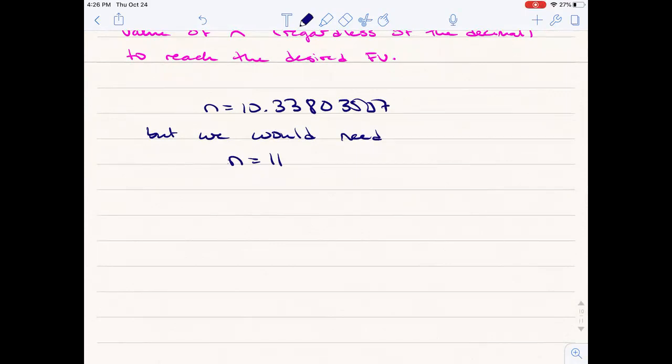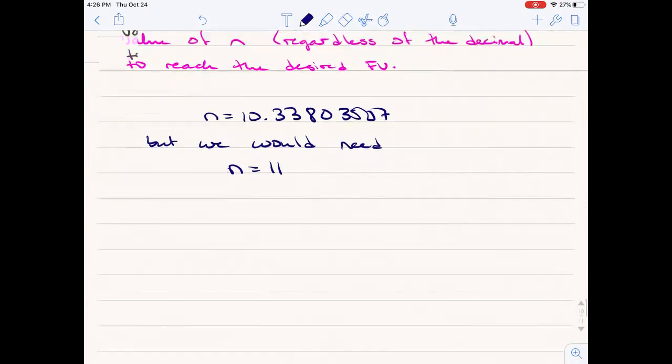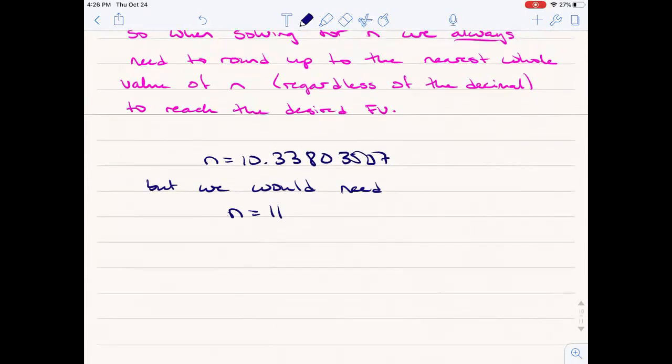So your n is always a whole number, and regardless of the decimal, you're always going to bump it up to the next compounding. Because after 10 compoundings, you're not quite at that 15,000 that you need. After 11 compoundings, you're going to be at a little bit more than 15,000, but that's better.